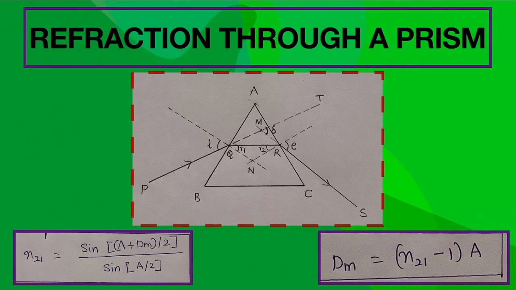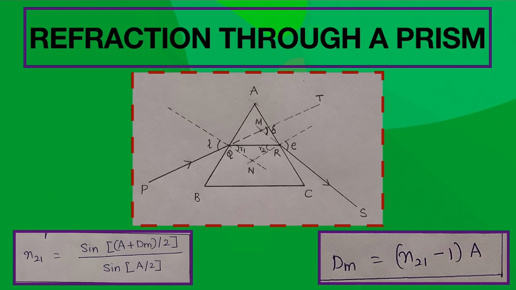Hello everyone. Today let us discuss refraction through a prism. We will derive the expression for the refractive index of the material of the prism. This is one of the most important derivations of ray optics because it will be useful to solve so many numerical problems also. So let us learn it carefully.